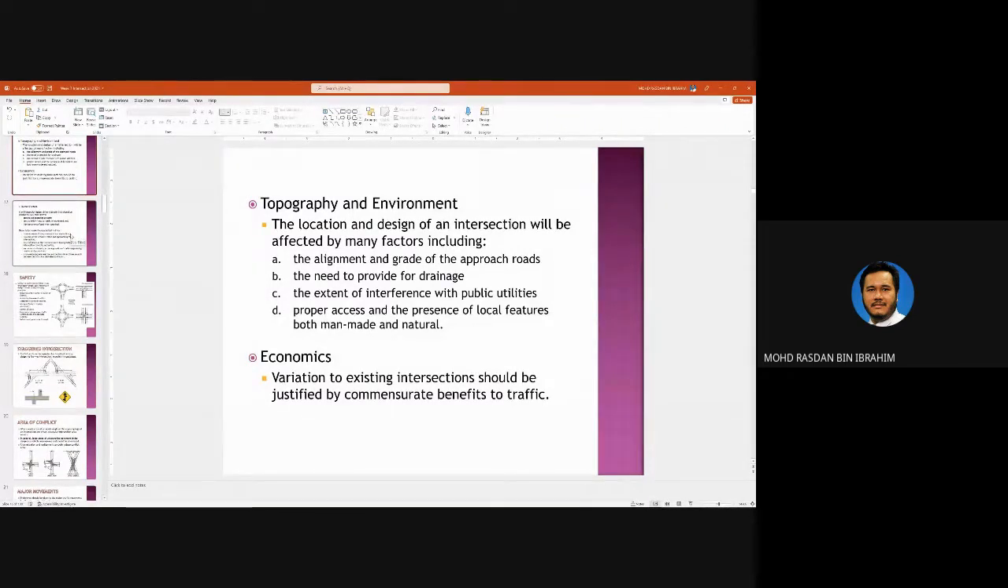It's easier for them to just widen and then repaint the road line paintings, but to move the utilities, that is big business. So they try to avoid that. Okay. Proper access and presence of local features, both man-made and natural, need to be taken into account in urban settings. You need to take into account the buildings surrounding the intersections, and lastly, the amount of money that you have. Variation to existing intersections should be justified to commensurate benefit to traffic.